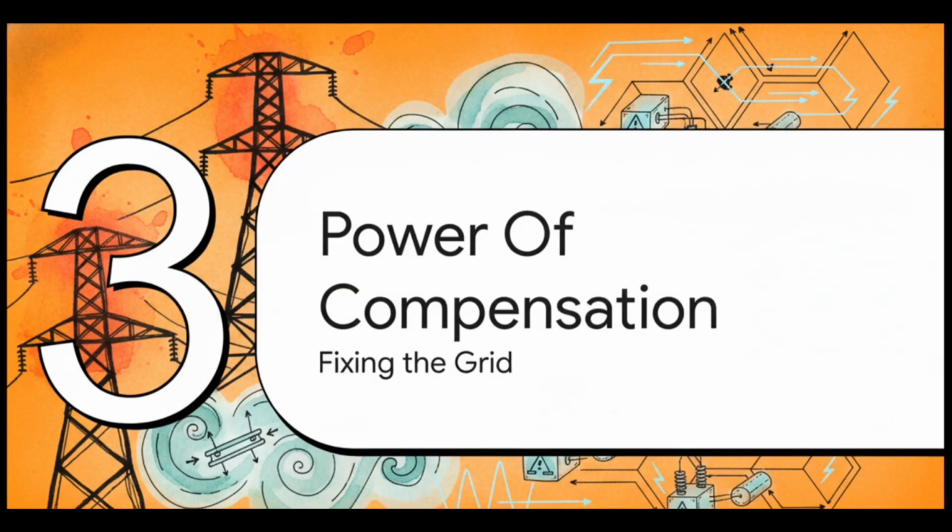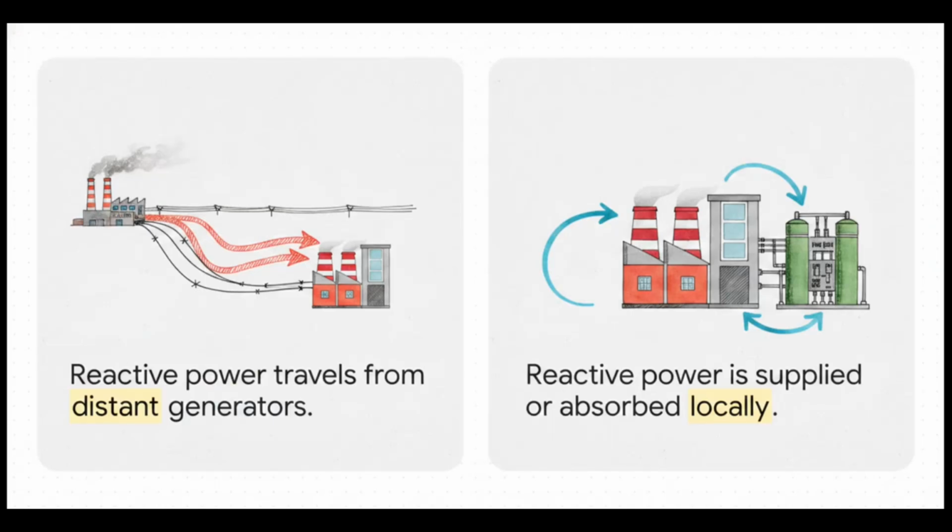That brings us to Section 3. The power of compensation. Let's meet the engineering hero that saves our melting grids. So, the crucial point here is distance.